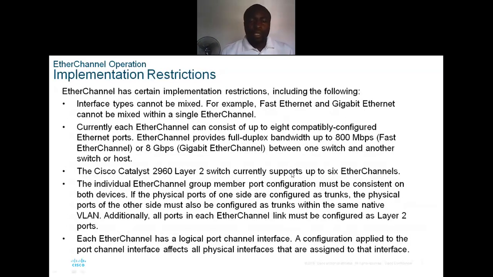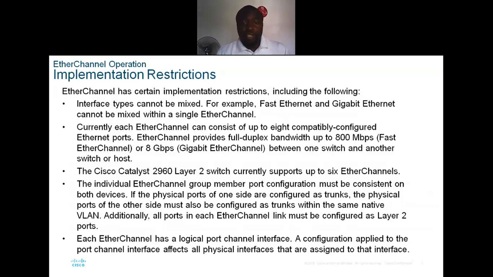Now, we have some restrictions you need to bear in mind when you are implementing EtherChannel. Interface types cannot be mixed. For instance, you cannot have a Fast Ethernet port and put it together with a Gigabit Ethernet port. It has to be the same port type. If it is Fast Ethernet, the other one will be Fast Ethernet. If not, you are going to have problems.